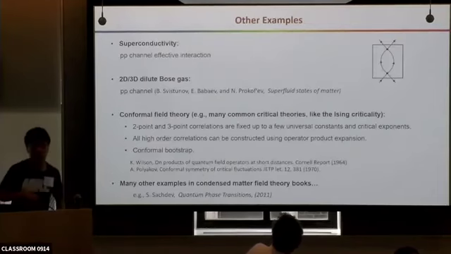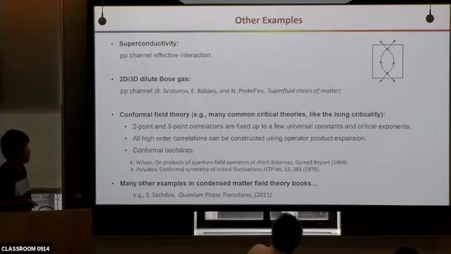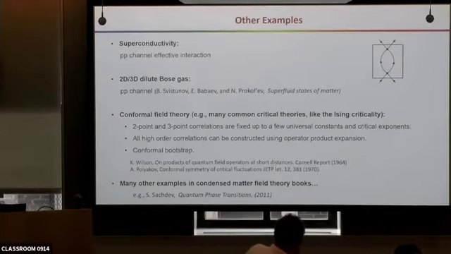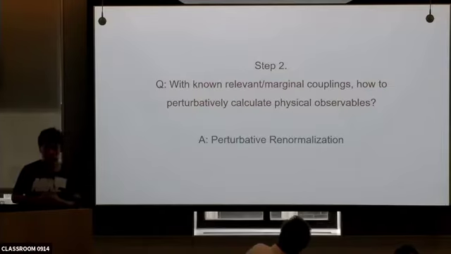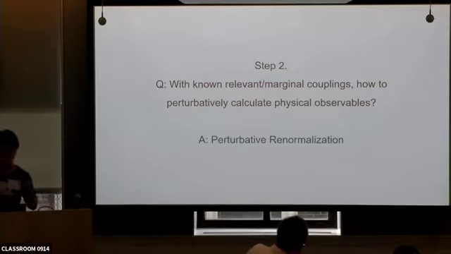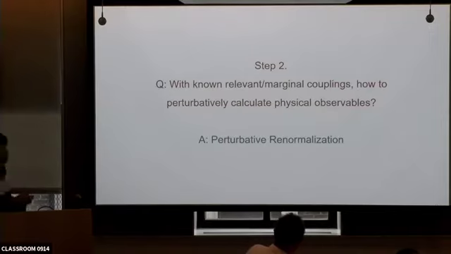I cannot cover all of them, but they are very interesting. Other problems can also be treated in a similar way, for example the conformal field theory, and you can find more examples in condensed matter field theory books. Okay. So now, suppose for a given problem, we know what the singular piece in the vertex function is. How to calculate physical observables? And the answer is perturbative renormalization.